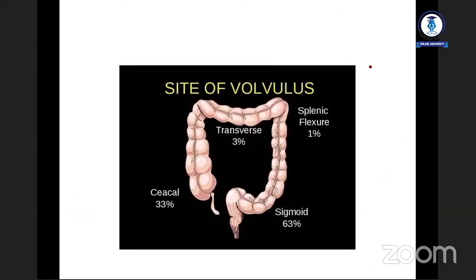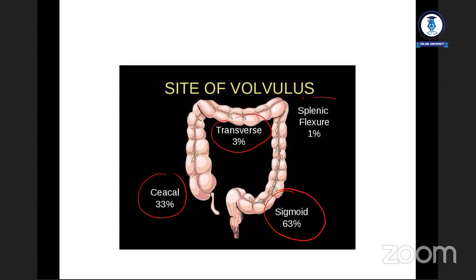So, in fact, volvulus can happen in almost any part of the intestine with a mesentery, but the commonest site is the sigmoid colon. There can be volvulus of the transverse colon, cecum, and splenic flexure as well. But I have never seen a cecal volvulus or a transverse colon or splenic flexure volvulus. Most of the volvulus I have seen in my life are sigmoid volvulus. So this is the commonest.